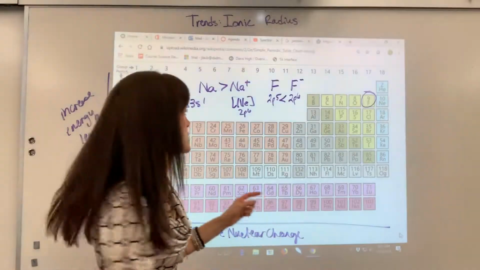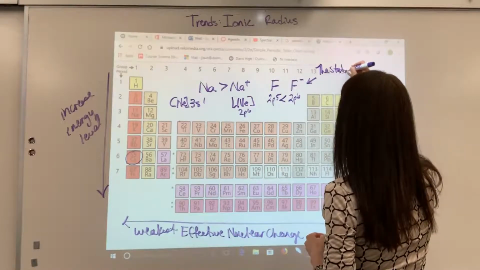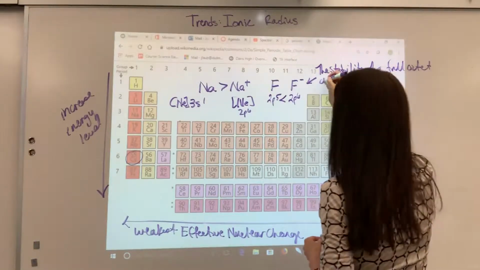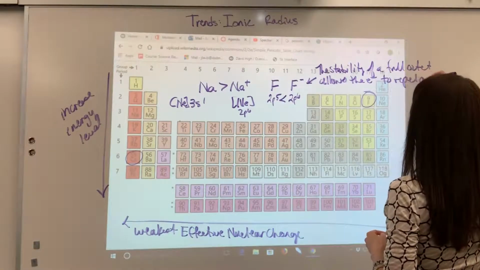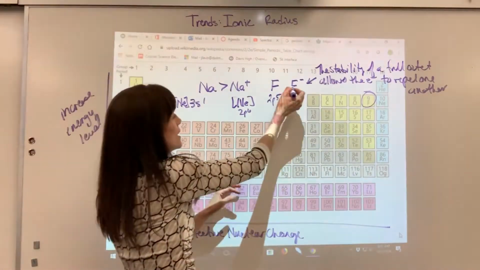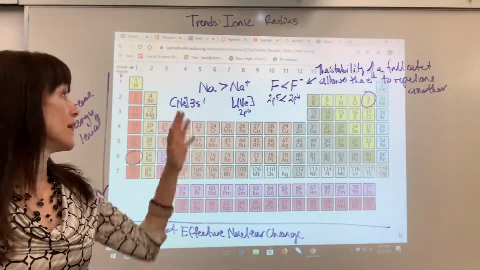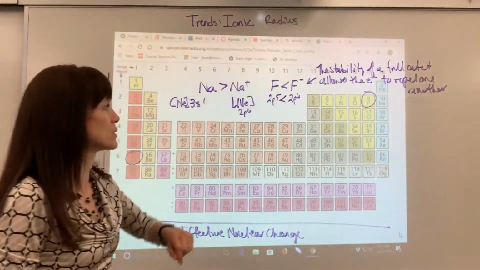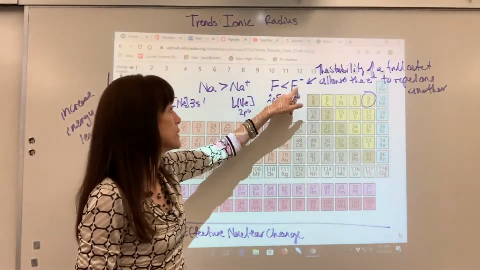So here's your explanation. For anions, the stability of a full octet allows the electrons to repel one another. And so the anion is larger than the neutral element. And that's something that you can take to the bank. Memorize that as well. So when you're comparing individually, you can see the cation is always smaller than its element. The anion is always bigger than its element.